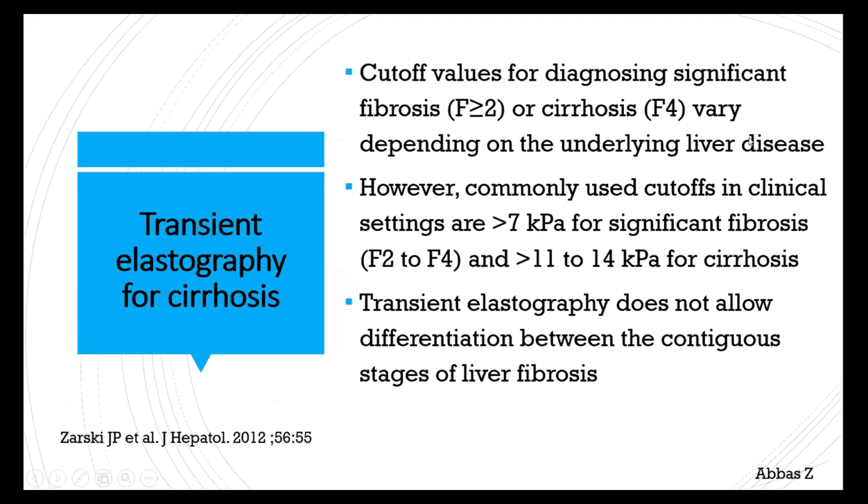So cutoff values for diagnosing significant fibrosis, more than F2, or cirrhosis vary depending on the underlying etiology. But here we can say that if this is more than 7 kilopascal, then the patient is developing significant fibrosis. And if this is more than 11 to 14, depending on the etiology, then we may say that this patient has cirrhosis of liver.